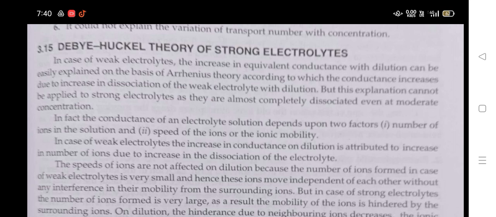In fact, the conductance of an electrolyte solution depends upon two factors: first, the number of ions in the solution, and second, the speed of ions, or the ionic mobility. In the case of weak electrolytes, the increase in conductance on dilution is attributed to increase in the number of ions due to increase in the dissociation of the electrolyte.